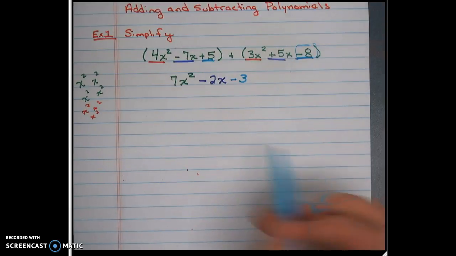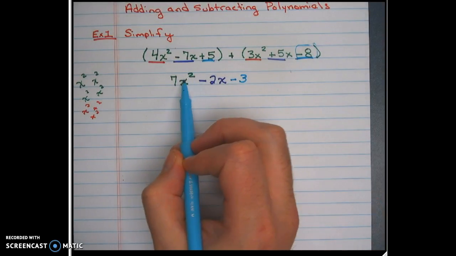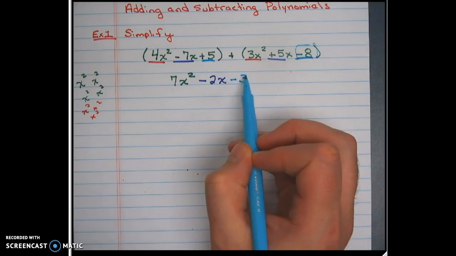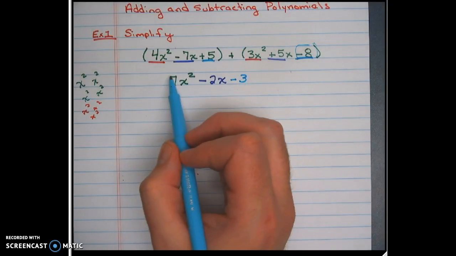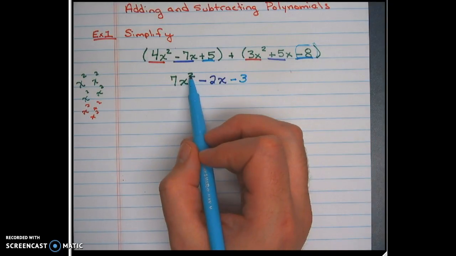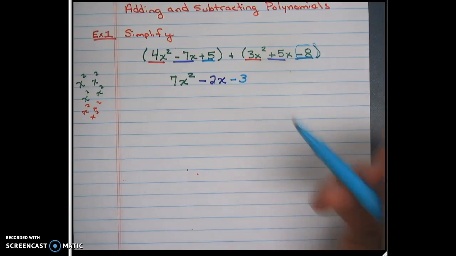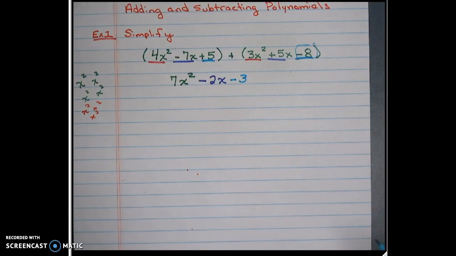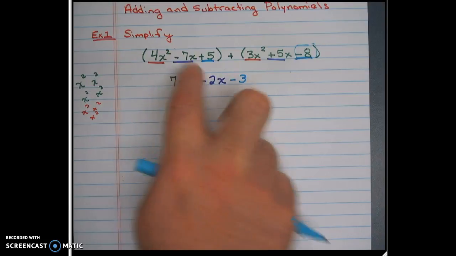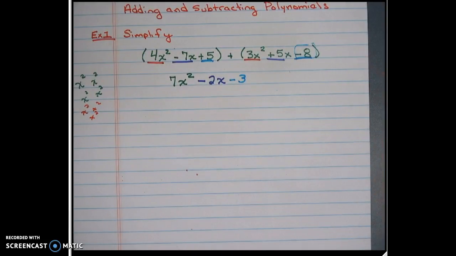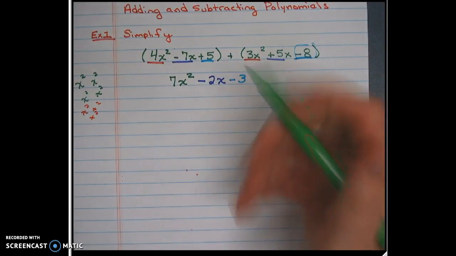Now when you write your answers, you always want to write them from highest power. So x squared is the highest, x to the first, and then x to the 0 or no x's. This is called standard form with the highest power first, and this is last. And that's all there really is to adding. You just put the like things together. The 4 and the 3 make the 7. Boom, boom, boom.